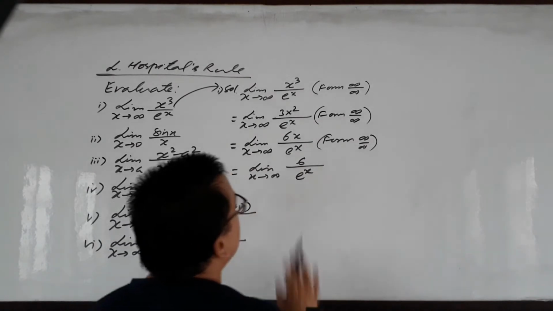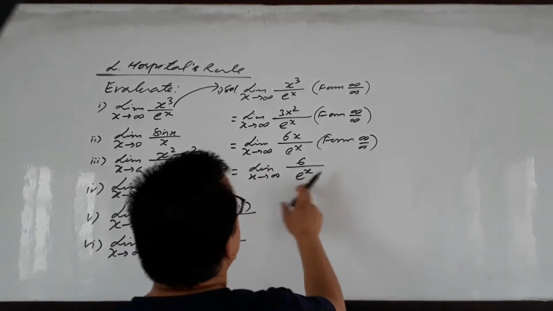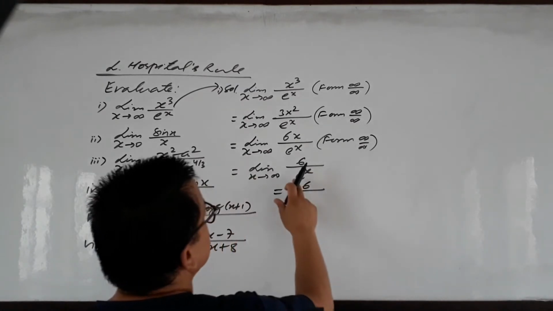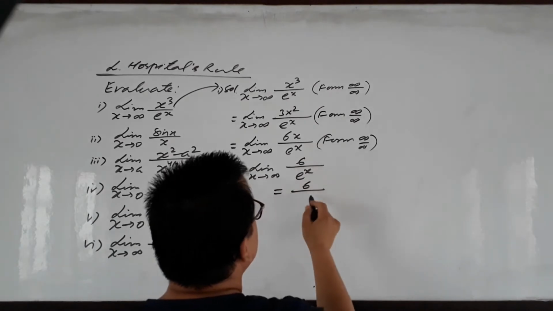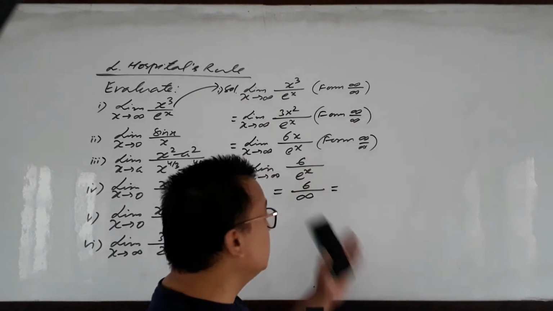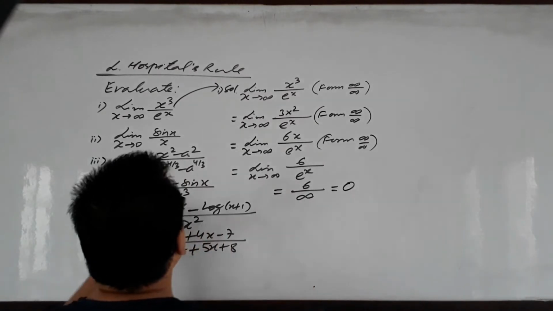Now this is not in the form of infinity upon infinity. So now we can write 6 over e^x. This 6 is a constant, and as x tends to infinity, e^x also tends to infinity, and 6 upon infinity means 0, right? So here the answer is 0.